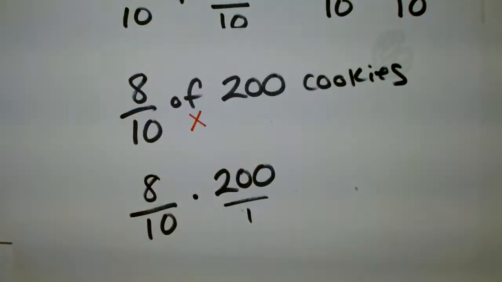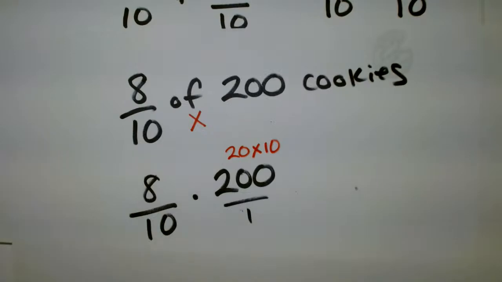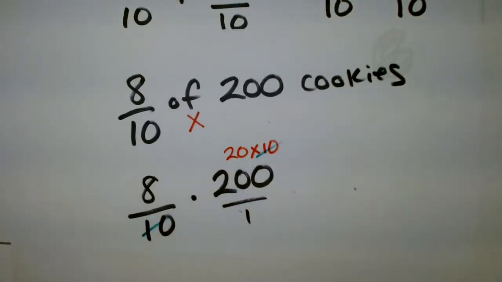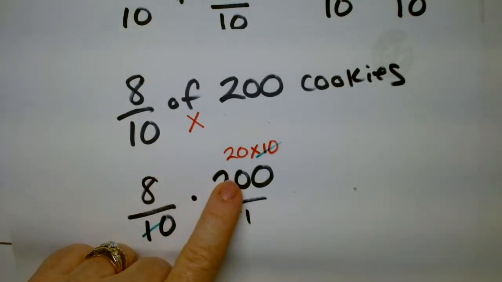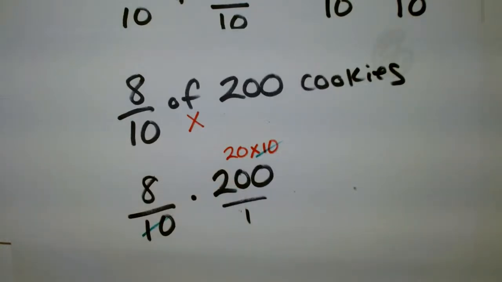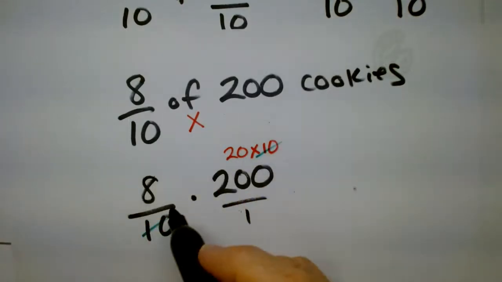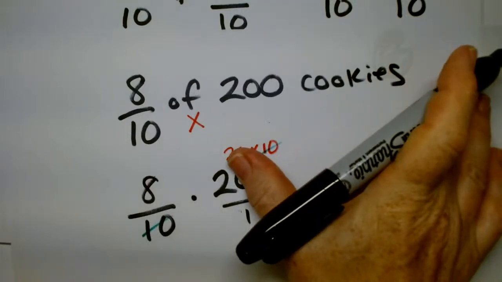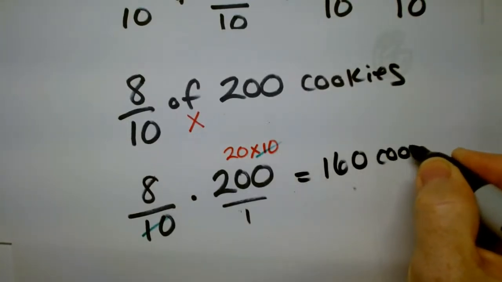You can multiply these out. That's a big number. Or, look, 200 is 20 times 10. Do you see anything you could cancel? Yeah, how about this and this? What do I get? So now I have an 8 times a 20. We're calculating how many cookies got eaten. Okay, so 8 out of 10 of 200. What's 8 times 2? 16. Add a 0. I have 160 cookies you gave away.